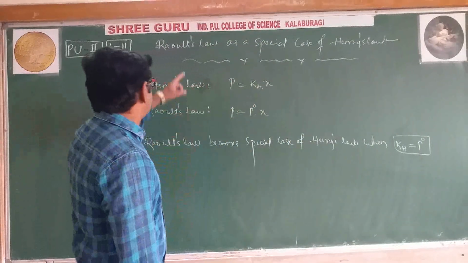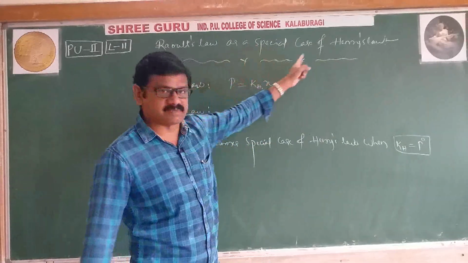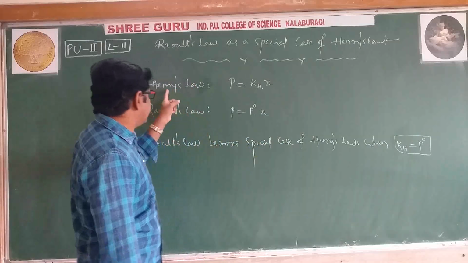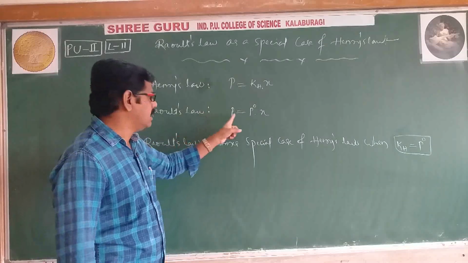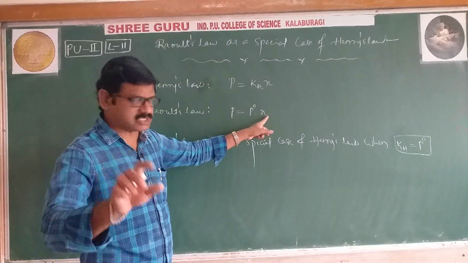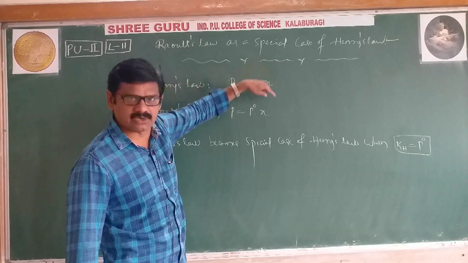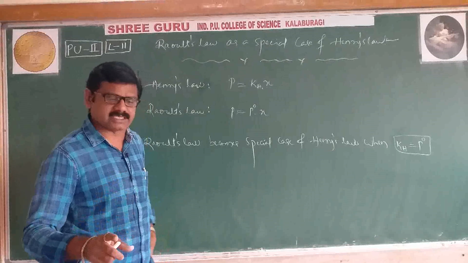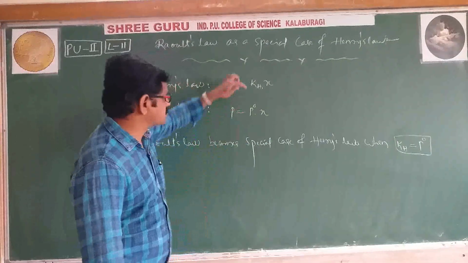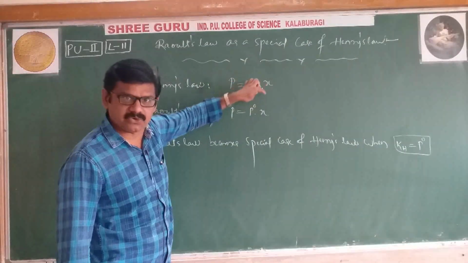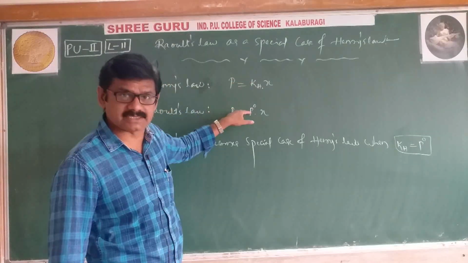That is Raoult's law as a special case of Henry's law. Henry's law formula is P equal to Kh into X. Raoult's law formula is P equal to P naught into X. In both cases, partial vapor pressure is directly proportional to mole fraction. Only the proportionality constant is different. Here the proportionality constant is Kh, here it is P naught.